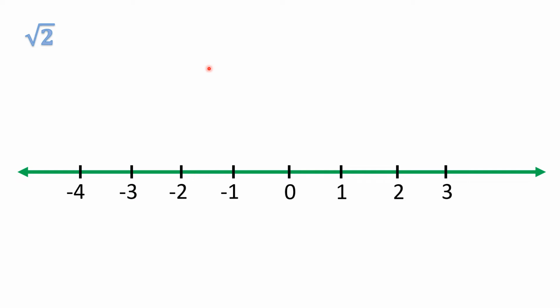Now let us take the first irrational number that we know. It is root 2, the common irrational number that we know, right? So now let us try to represent root 2 on a number line. As you can see, this is a number line. The first number that we are going to represent on the number line is root 2.